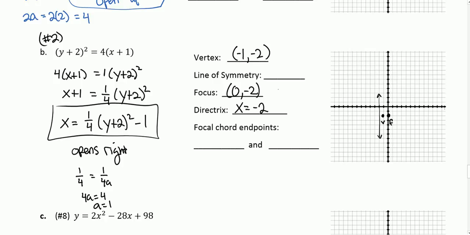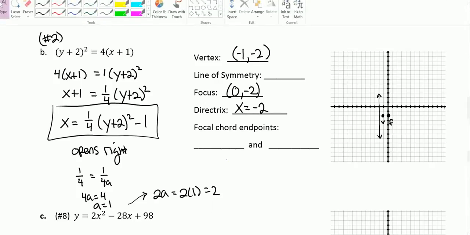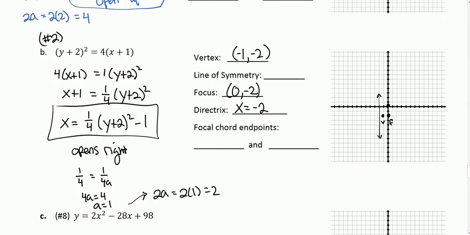The focal chord endpoints line up with the focus and are a distance of 2a from the focus, which in this case is 2 times 1, or 2. So 2 above the focus and 2 below the focus, and our parabola goes through the vertex and those focal chord endpoints located at 0, 0 and 0, 4.